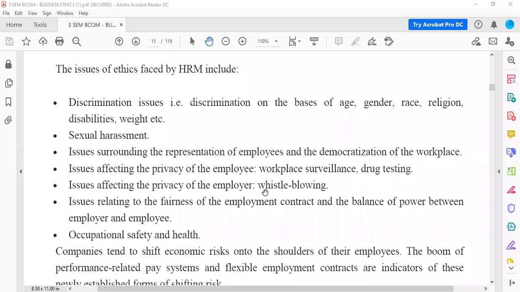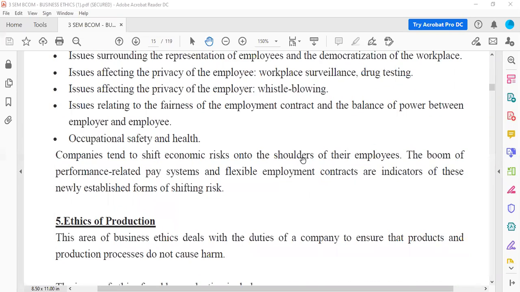So these are a few common problems or issues that will be faced in the company. There will be solutions for this. There are more strict rules which have been brought into place. There are a lot of laws which are followed by the company to resolve such issues. Then the company tends to shift economic risk onto the shoulders of their employees. The boom of performance-related pay systems and flexible employment contracts are indicators of a newly established form of shifting risk.